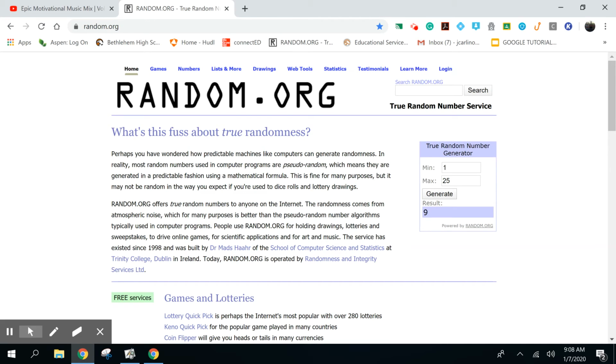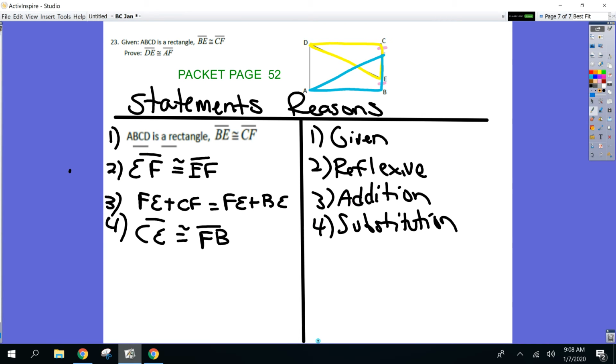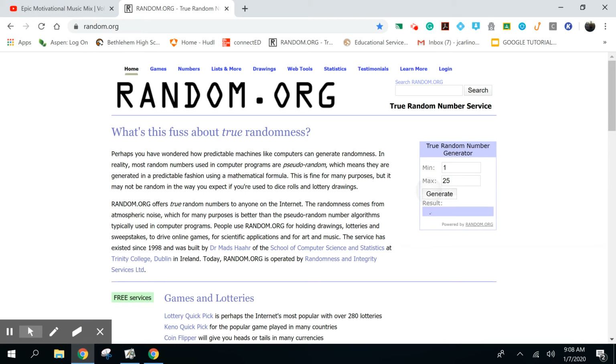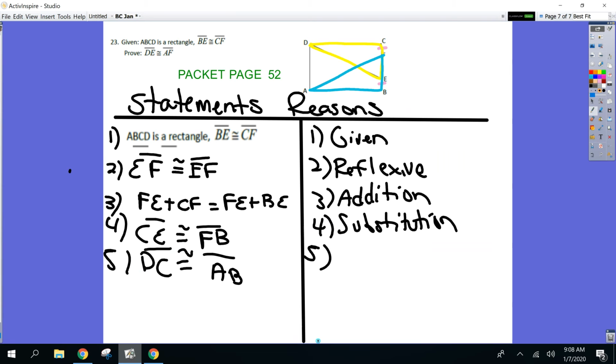Up to you. Where else am I going to get something from? Yes, it is. Well, calm down, you don't need to show off. DC congruent to AB. Why is that a true statement? Yeah, nice one.